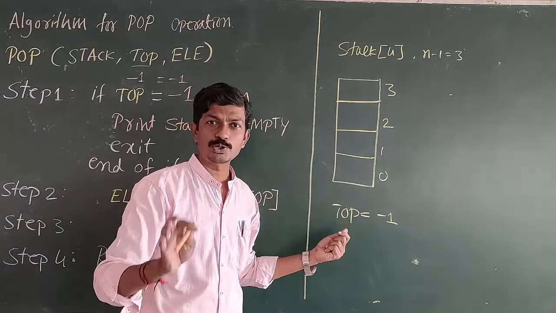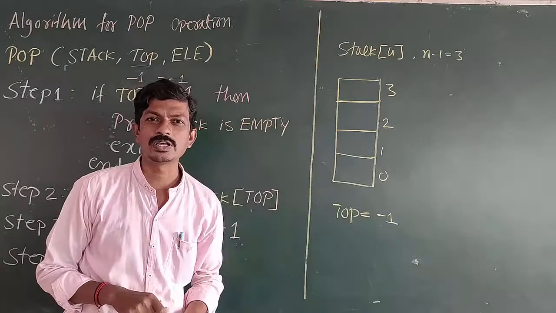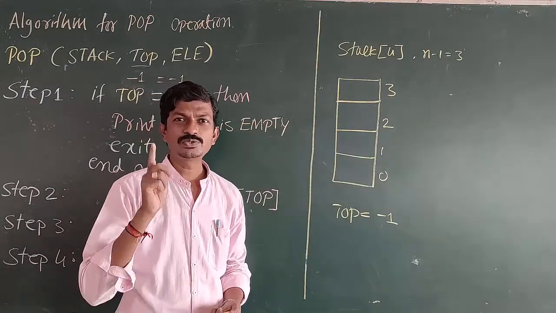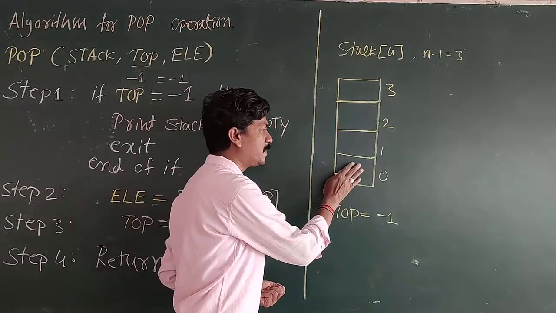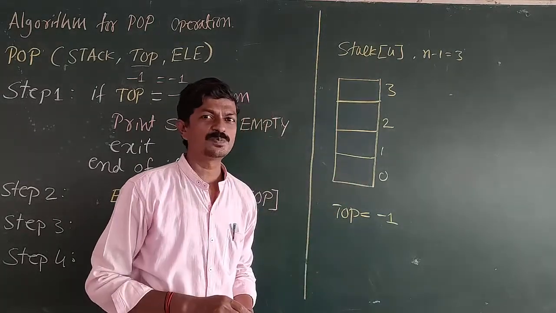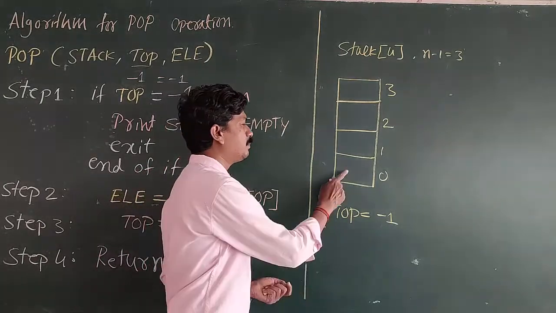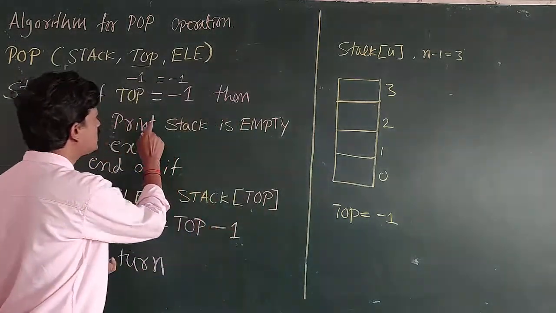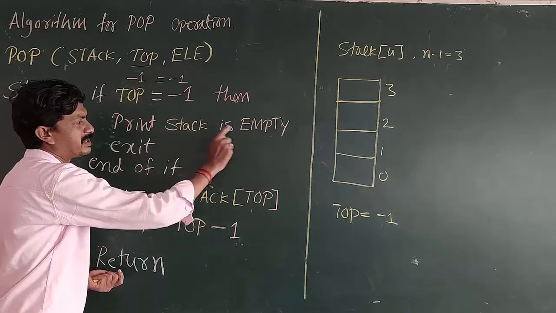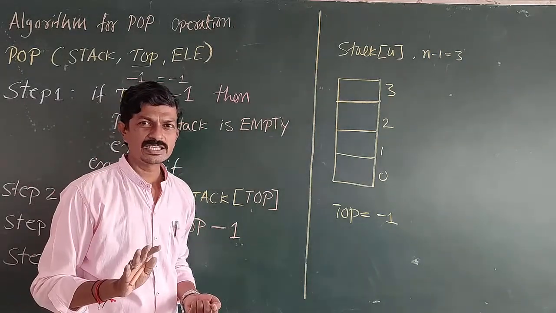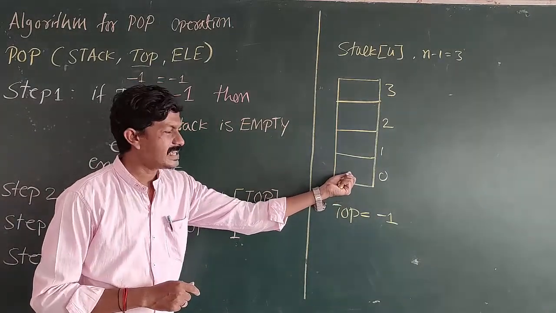Then it is not possible to perform the pop operation on an empty stack. Because if you want to delete an element from the stack, then at least one element should exist. Then only is it possible to perform the pop operation, or else it is not possible. So this condition becomes true, and it simply prints that it is not possible to delete any element from the stack because the stack is empty.